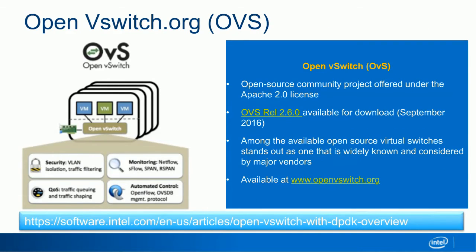So, if we were to look at openvswitch.org, what is it? There are many virtual switches available today, varying from commercially licensed to open source. And of all the open source virtual switches, Open vSwitch is probably the most well known and deployed to date.